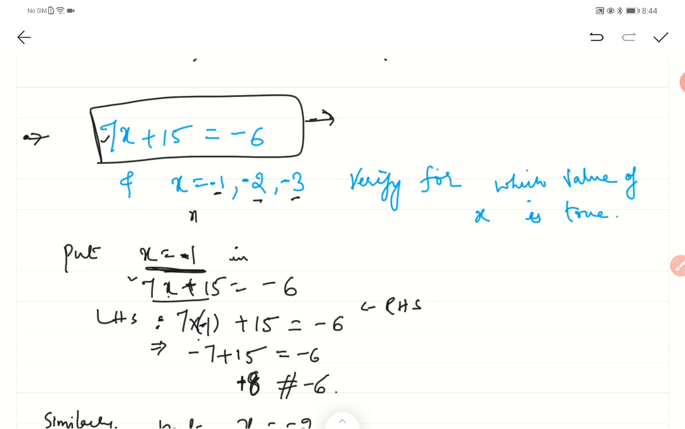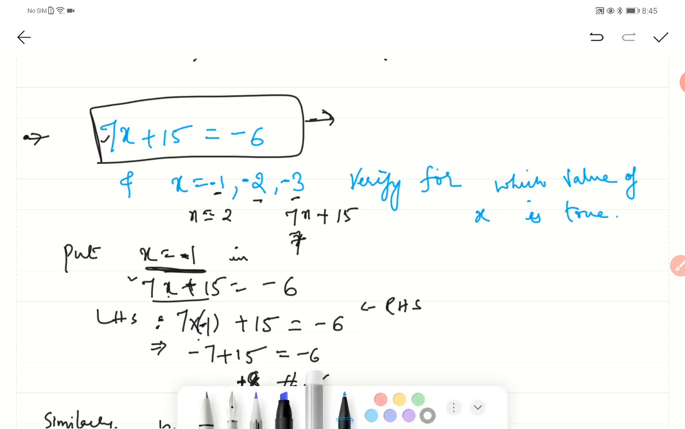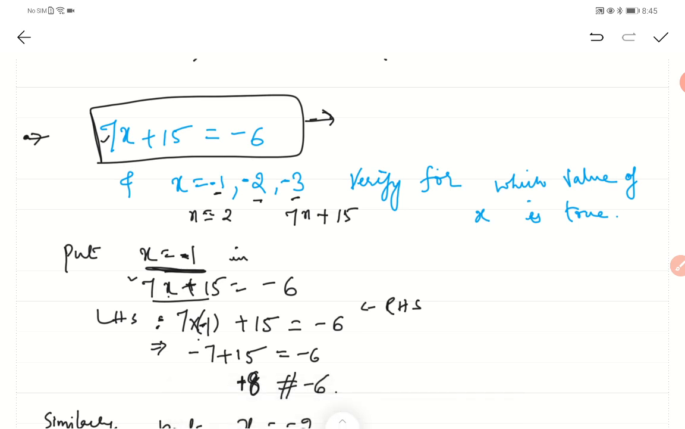So go for x = -2. Substitute in the equation 7x + 15. If I substitute x as -2, this will be 7 into -2 plus 15. I'm just taking the LHS side. 7 into -2 is -14. -14 plus 15 is how much? It's giving you 1. So the LHS side, you're getting 1 when substituting x = -2. But here it is -6. Therefore, for x = -2 also, it's not true.